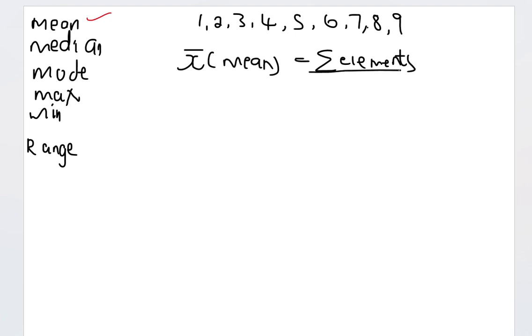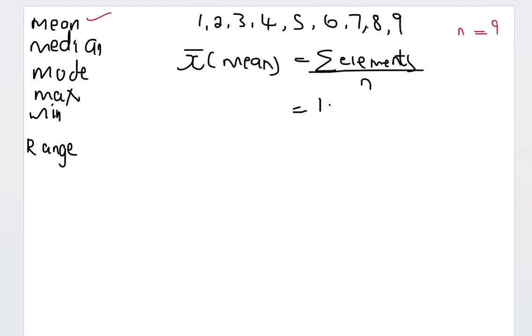and then you divide by n, where n is the number of numbers which you have. In this case, I've got the numbers 1 up to 9, so we've got 9 numbers. So we must count them. It's 1, 2, 3, 4, 5, 6, 7, 8, 9. So in this case, our n is equal to 9. So for us to get the average or the mean, we add all the numbers and we divide them by the number of numbers which we have.